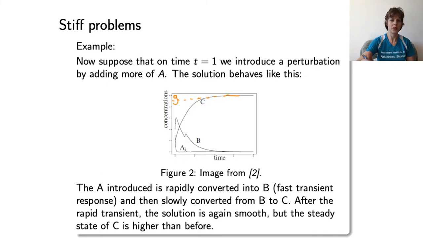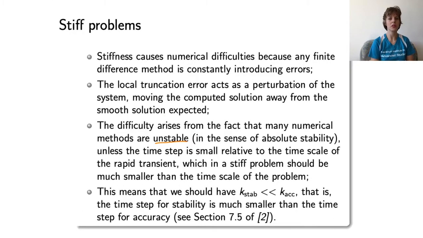So, as I said, we have some rapid transient here. So we would have to have some really small time step here, okay? Unless the time step is small relative to the time scale of the rapid transient, which in a stiff problem should be much smaller than the time scale of the problem.